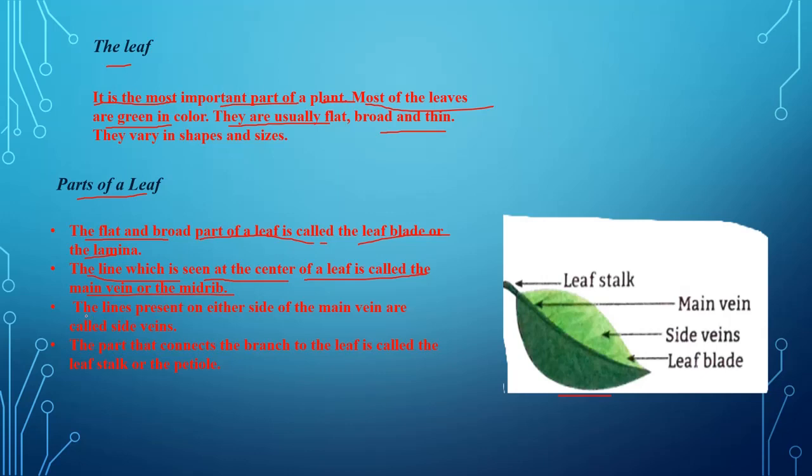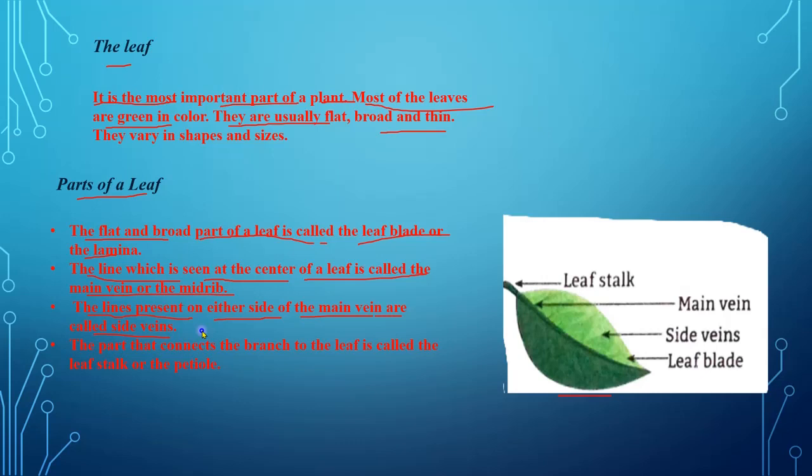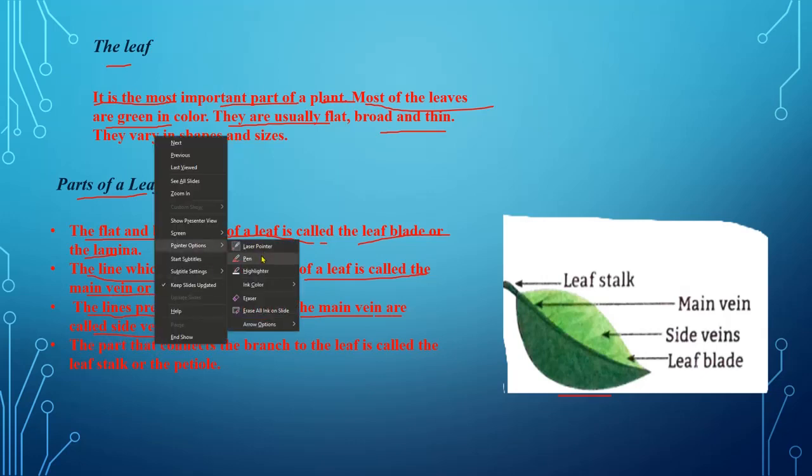Okay, the lines present on either side of the main vein are called side veins. So the main vein is there, and the side veins connect the leaf to the midrib. So that is called side veins. Okay?